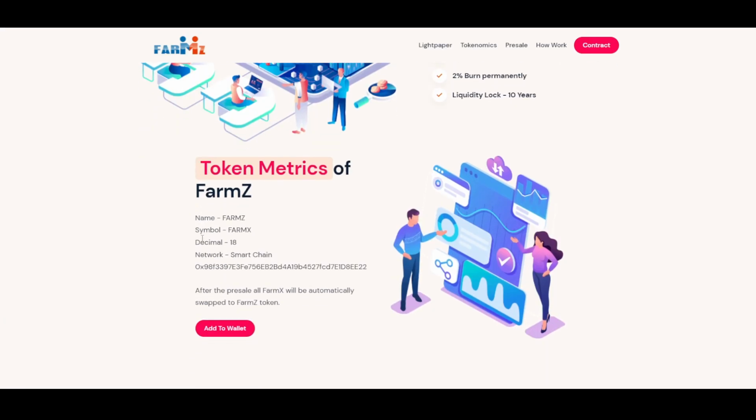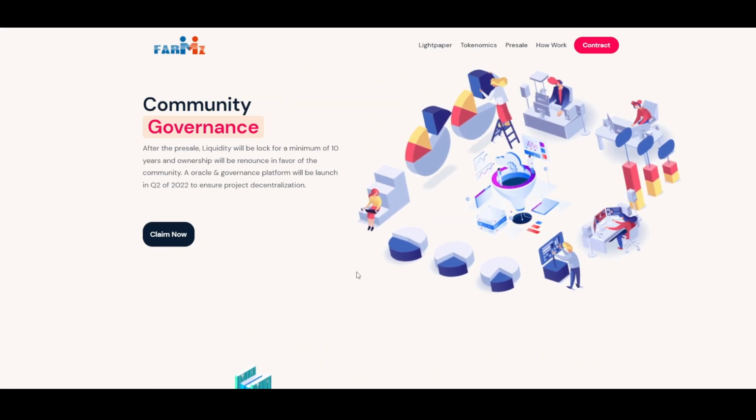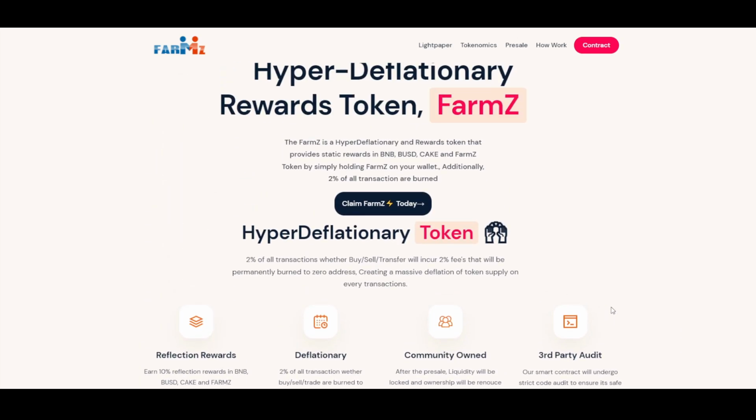Contract ownership will be revoked shortly. The presale LP tokens will be locked forever, and liquidity will be left untouched by the FarmZ team.